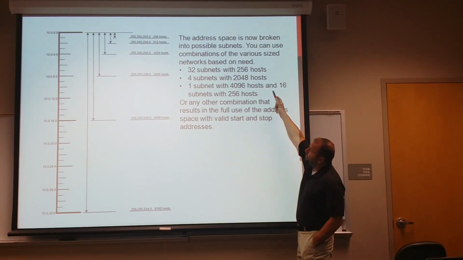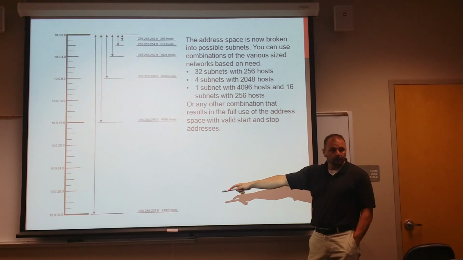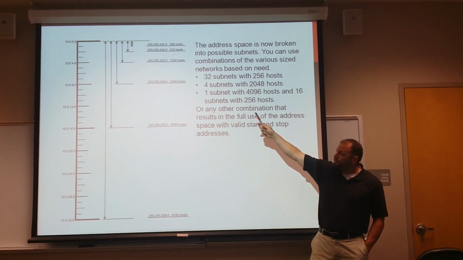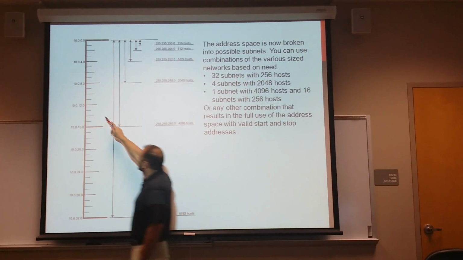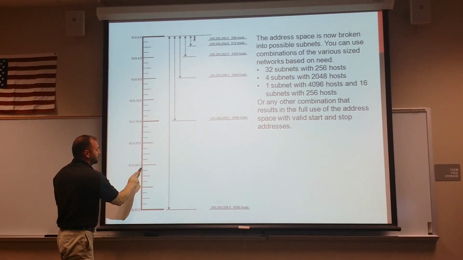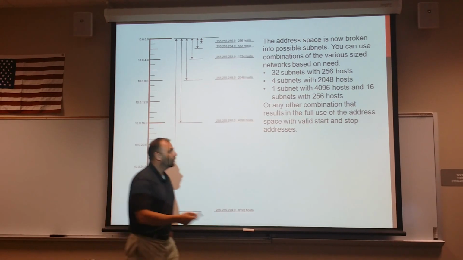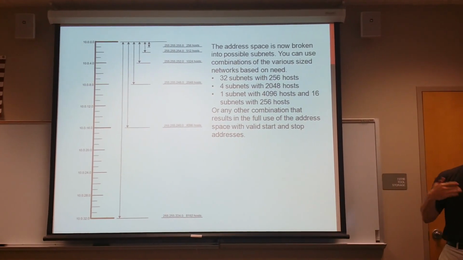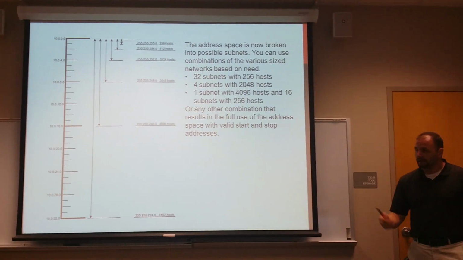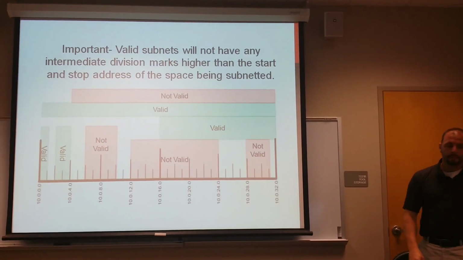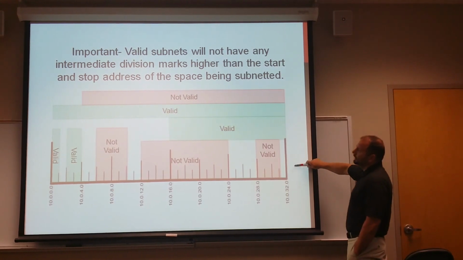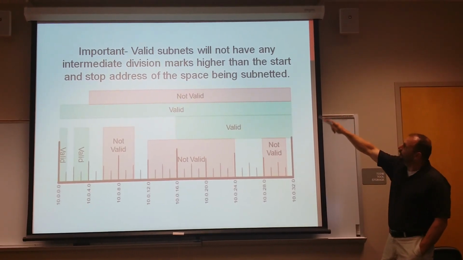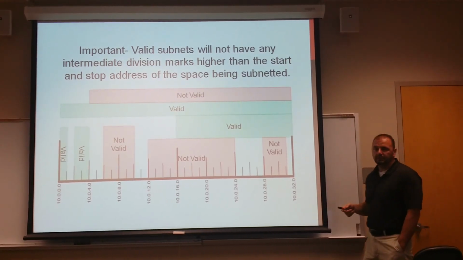Well, we could have 32 Class C networks. We could have 4 that have 2048 hosts: 1, 2, 3, 4. Or we could have half, and then we could have 16 Class Cs. We can bust it up as long as we use valid addresses, and it covers the full space. Important thing to remember: valid subnets will not have any intermediate division marks higher than the start and stop address of the space being subnetted.